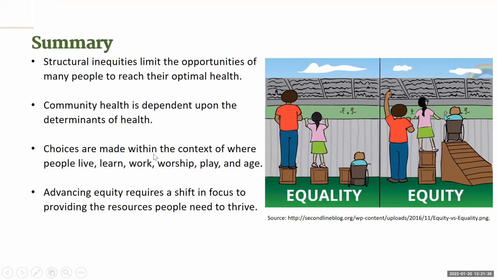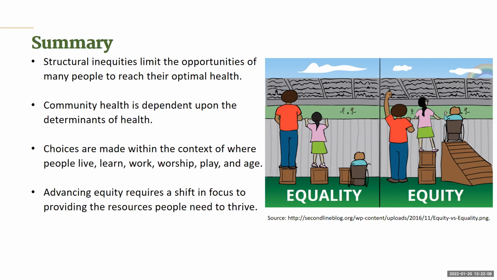So to summarize on the structural inequities and social determinants of health, what we know is that structural inequities limit the opportunities of many people to reach their optimal health. Community health is dependent upon those determinants of health. So we can see from those health outcomes that there are definitely some inequities present that are likely contributing to certain counties having better outcomes than others. The choices that we make are made within the context of where we live, learn, work, worship, play, and age. And those factors then contribute to our health outcomes.